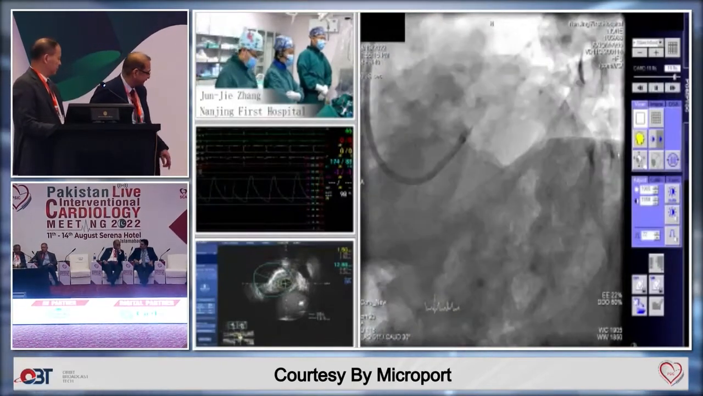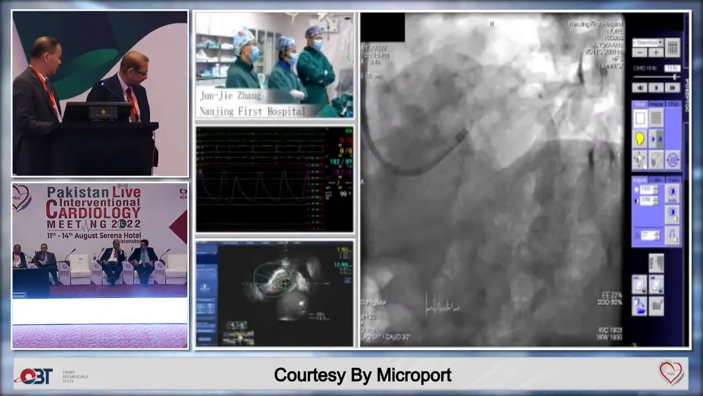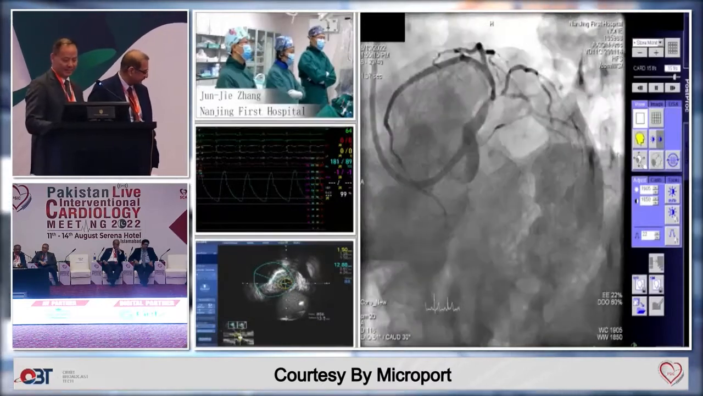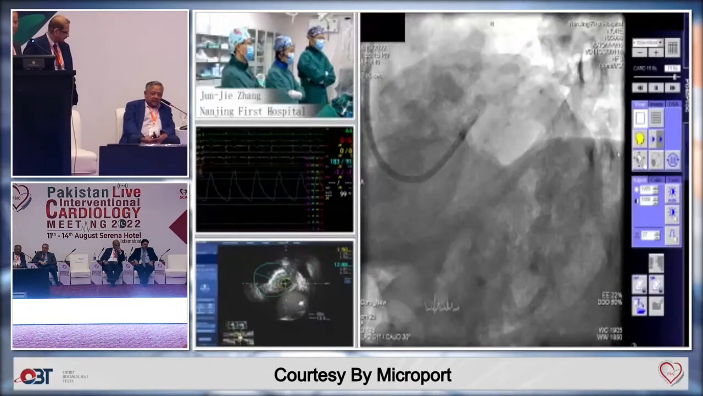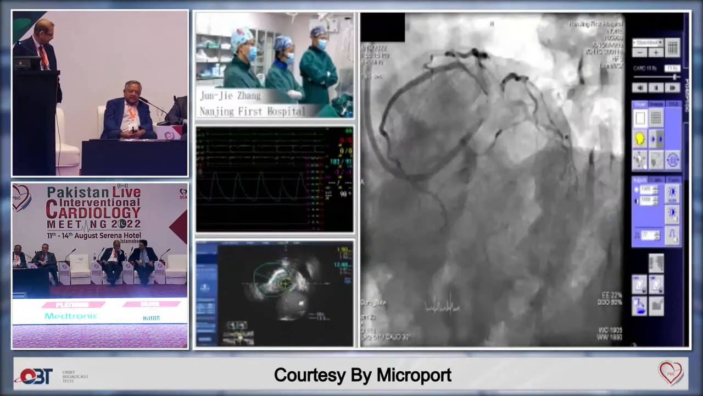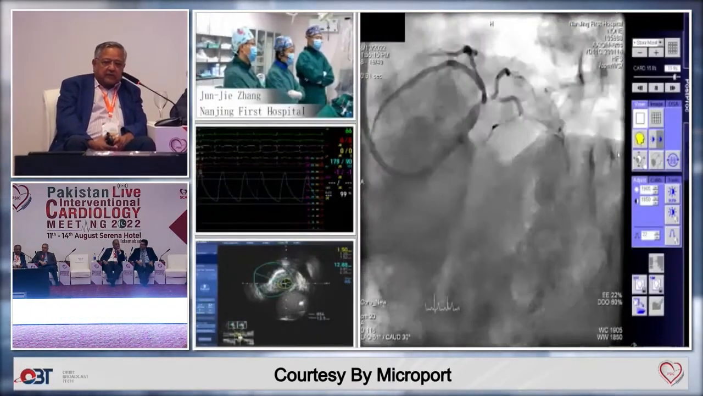No, I think one thing that Xiaoling and Jun-Jie taught me is to image everyone, so I image everybody now in my complex PCI cases. So the strategy will not change. You'll have to have some plaque modification strategy, either with a high pressure non-compliant balloon or if you have IVL, do that at distal left main. But certainly you'll have to pre-dilate these lesions before you do and probably end up with a DK crush here.